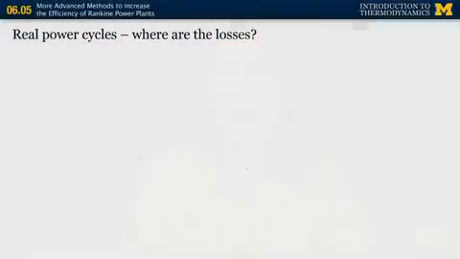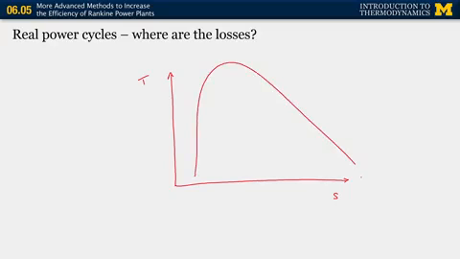Okay, so real power cycles. Where are the losses? I promised you we'd actually talk about those losses in an actual system. And again, we'll start with our temperature-entropy diagram as a means to have that conversation. So here's my vapor dome like before. Let's draw my basic power cycle in ideal performance. So we'll put our two isobars on here.